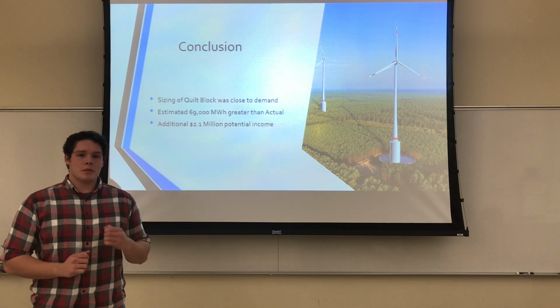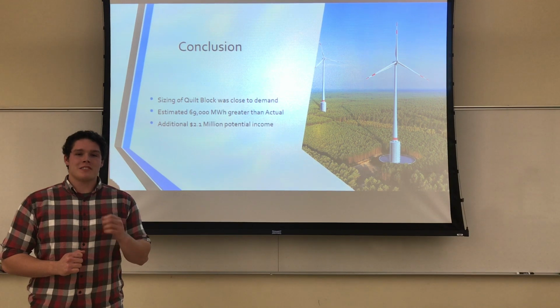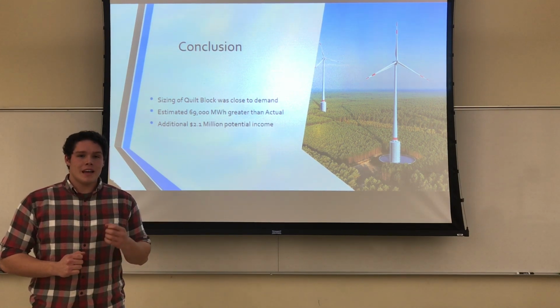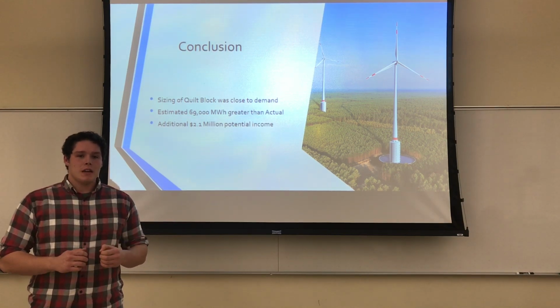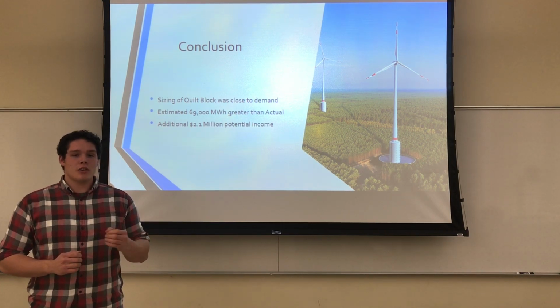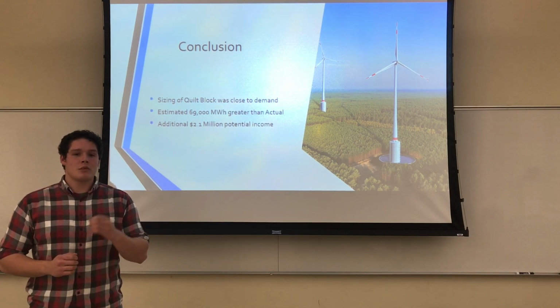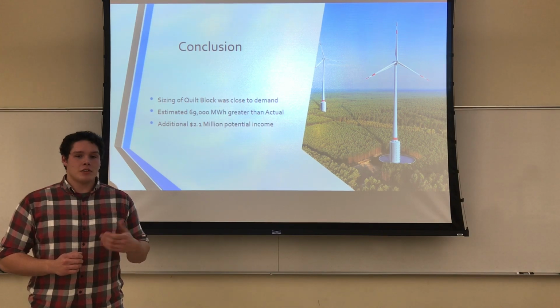Through our analysis, we determined that the size of the Quilt Block wind farm was suitable for the power needs of the Darlington area. The estimated power output of the wind farm was 20% greater than the actual power demand that was generated. This correlates to about 69,000 megawatt hours that would be generated if there was a greater demand. This would lead to an increase of $2.1 million in revenue per year. This was calculated at 3 cents per kilowatt hour and could be increased with an increase in the cost of electricity.